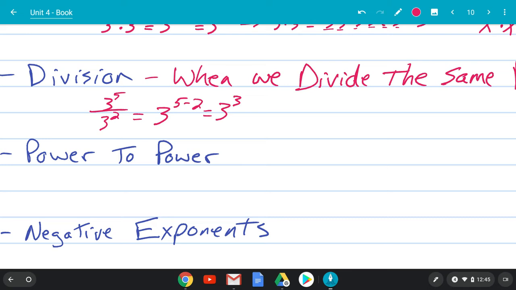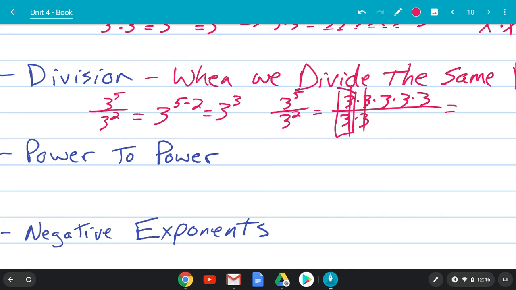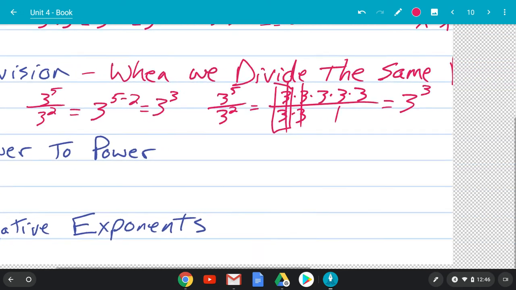And we could evaluate that, but I'm not going to right now. Now, why does this work? Well, 3 to the 5th over 3 squared is the same thing as 3 times 3 times 3 times 3 times 3, 5 threes there, over 3 times 3. And anytime you have the same thing over top of itself, that equals 1. So those cancel themselves out, and I end up with just 3 threes on the top, which is 3 squared. Excuse me, 3 cubed. And that's how that works.